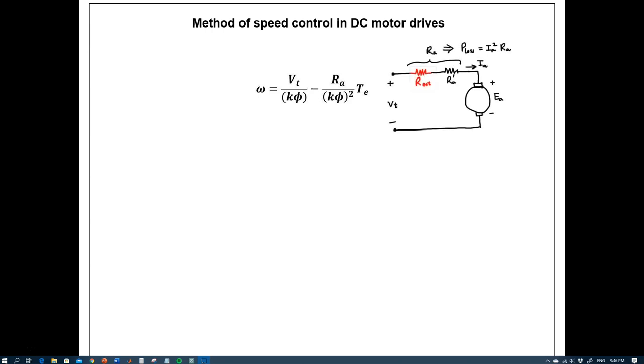when we add the external resistance to the armature circuit, there will be associated losses due to the I squared R. This external resistance will cause extra copper losses to the DC motor drives, which means that the efficiency is going to be reduced due to these higher losses. So we are left with two options: vary the terminal voltage VT, or vary the field flux, or the flux per pole.